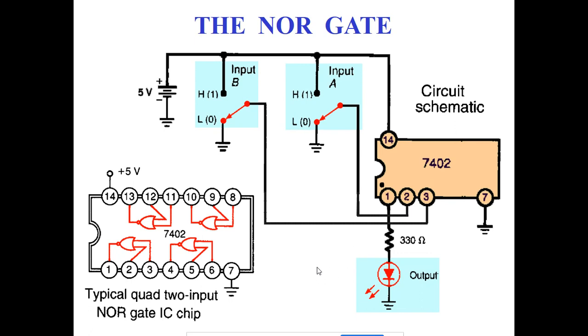On the output, pin 1, we have an LED tied to indicate the state of the output. Now if we look at the two inputs, they are both tied to ground, which gives us a low state at the inputs, with both of them low. That results in a high state on the output at pin 1, lighting the LED.